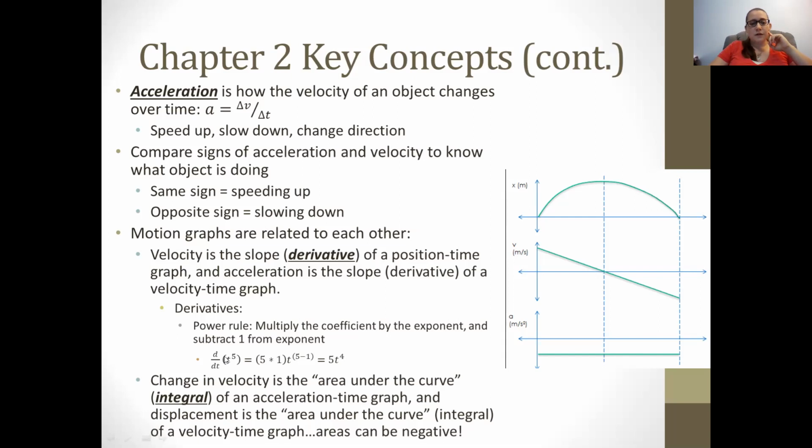So the coefficient of this is 1, right? 1 times t to the fifth. So we multiply the coefficient 1 by the exponent 5. That becomes our new coefficient. And then we subtract 1 from the exponent. So 5 minus 1 is 4. So our derivative of t to the fifth is 5t to the fourth.